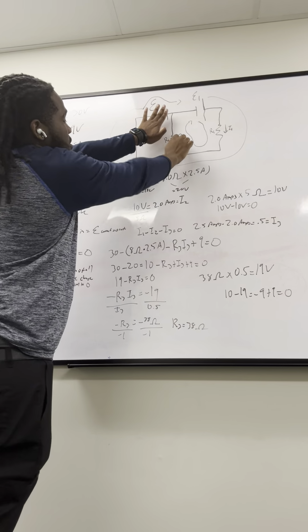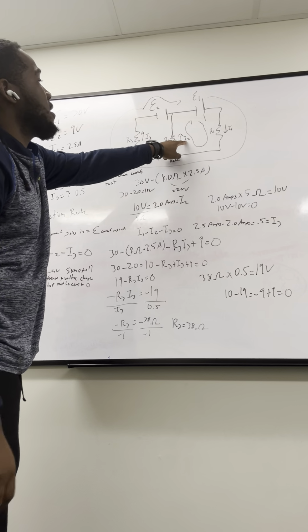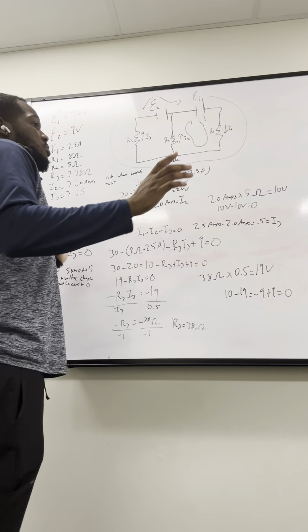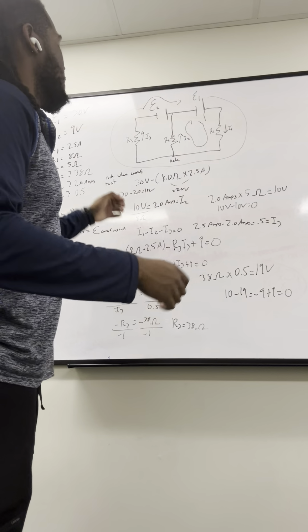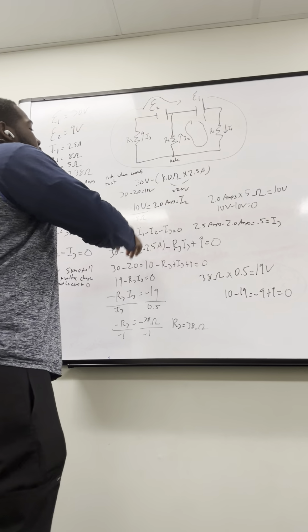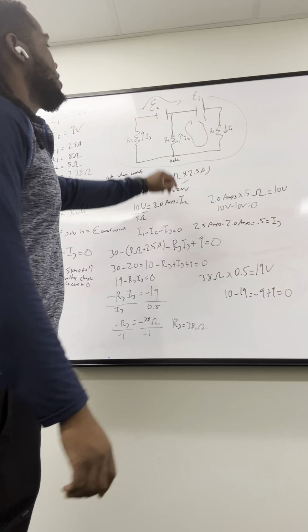Now to go through resistor 2. Here we don't have our current. That's okay because we're going to use V equals I times R, and we're just going to do a little substitution here. We're going to do our voltage divided by our resistor to get our current. So it'll be 10 divided by 5, which is equal to 2 amps. 2 amps is going to be your I2.